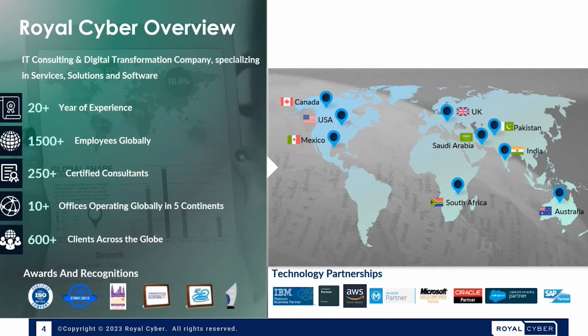We'll start with a brief overview of the company. Royal Cyber is an IT consulting and digital transformation company specializing in services, solutions, and software. We've been around for more than 20 years now, with 1,500 plus employees across the globe and 250 plus certified consultants. With our headquarters in Chicago, Illinois, we have offices now all across the globe.